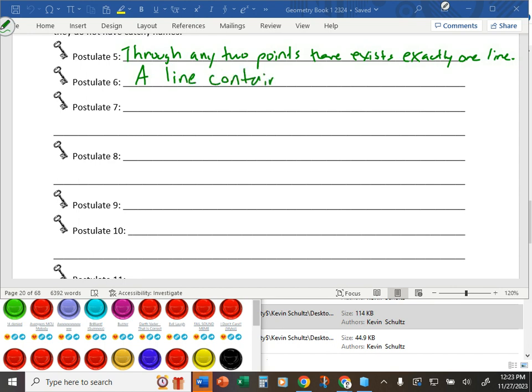Postulate 6 and postulate 5 are kind of like cousins. A line contains at least 2 points. So postulate 5 says you need 2 points to make a line. Postulate 6 says a line has at least 2 points. They are kind of converses of each other, but they are different postulates.